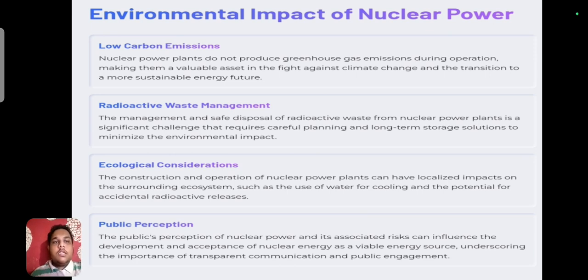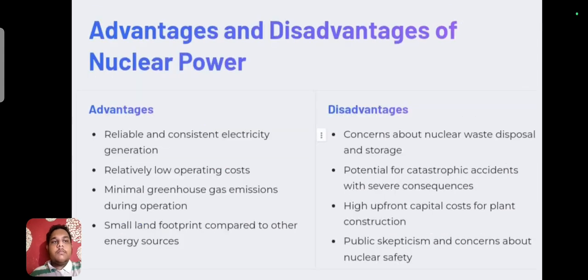Ecological considerations. The construction and operation of nuclear power plants can have localized impacts on the surrounding ecosystem, such as the use of water for cooling and the potential for accidental radioactive releases. Public perception. The public's perception of nuclear power and its associated risks can influence the development and acceptance of nuclear energy as a viable energy source, underscoring the importance of transparent communication and public engagement.